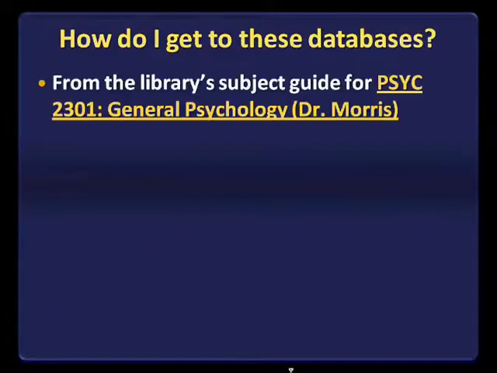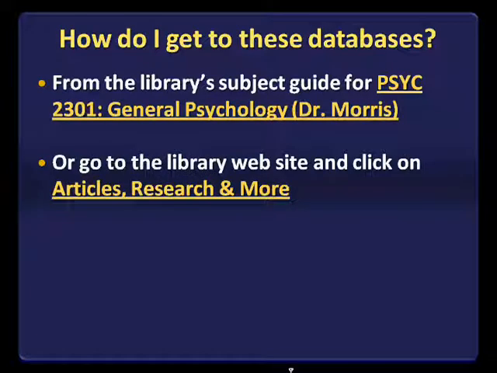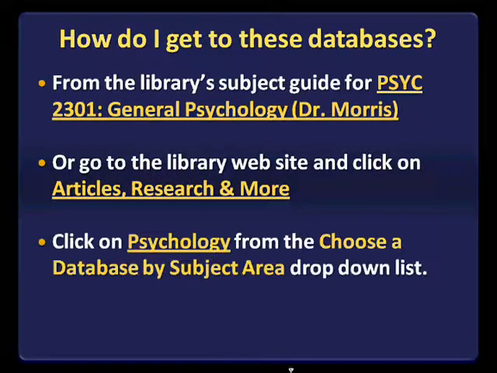To get to these databases, you can start from the library's subject guide that has been included in your online course, or you can go to the library website and click on Articles, Research, and More, and then choose Psychology from the drop-down list for databases by subject area.